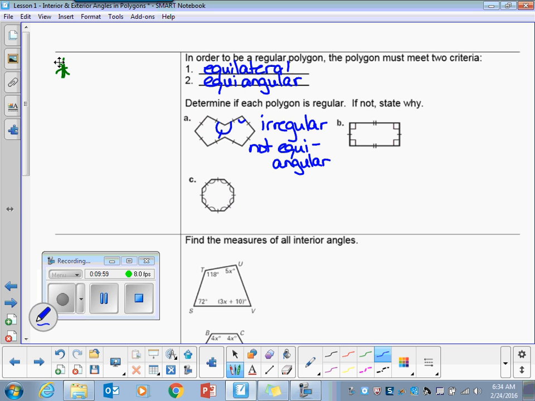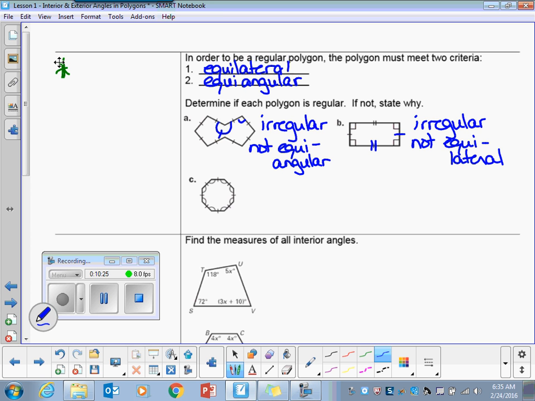Okay, looking at letter B, that is a rectangle. It's irregular. It is equiangular. I have 4 right angles, but it is not equilateral because I've got a short side and a long side. So not equilateral.